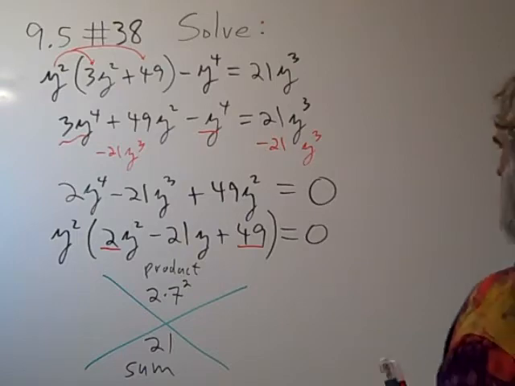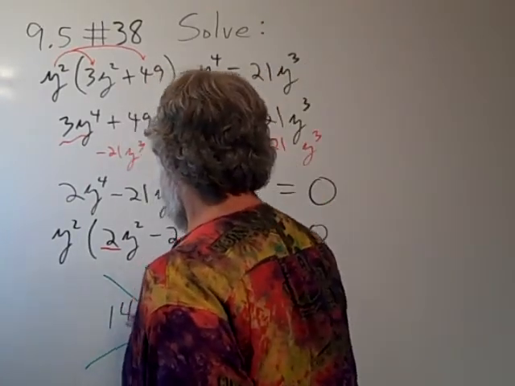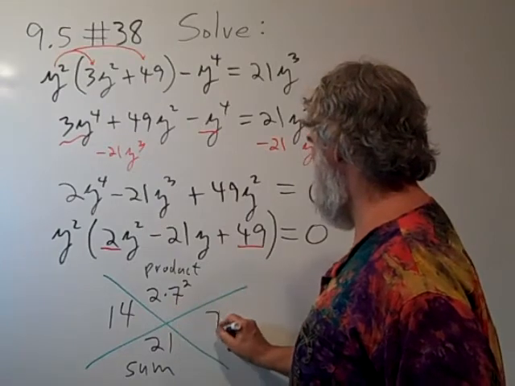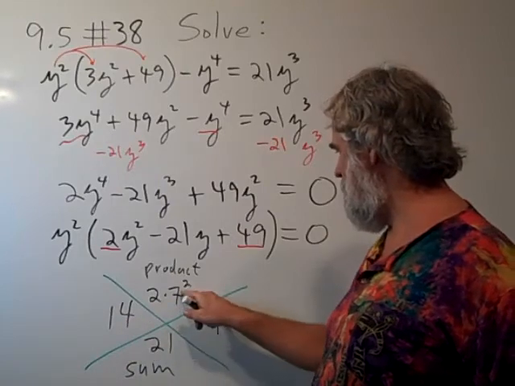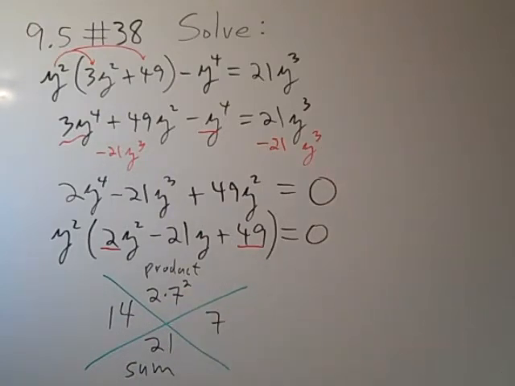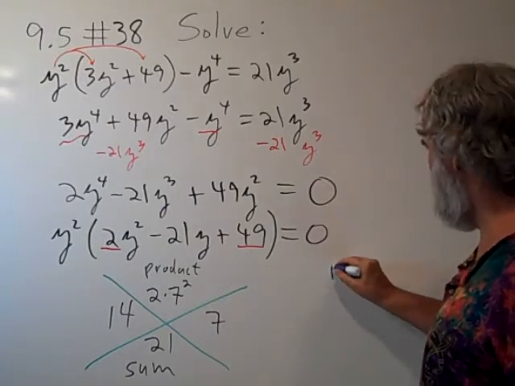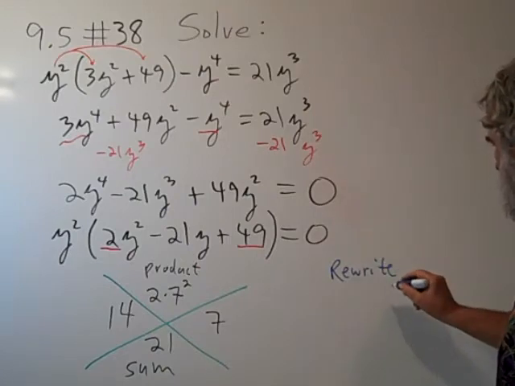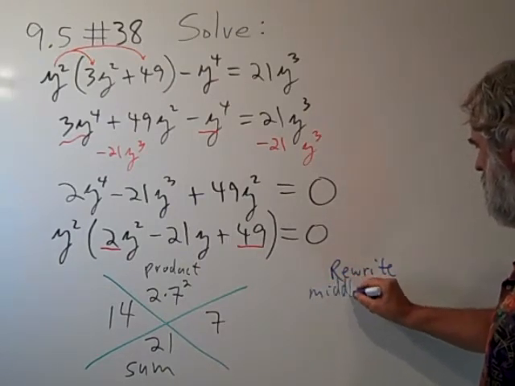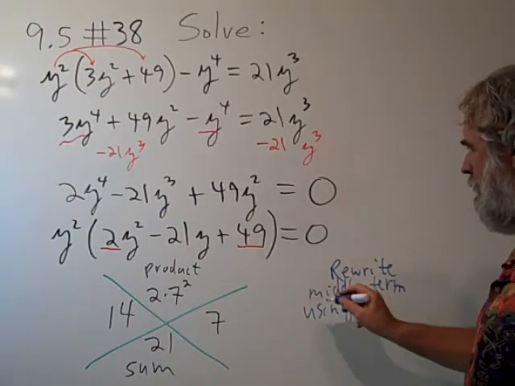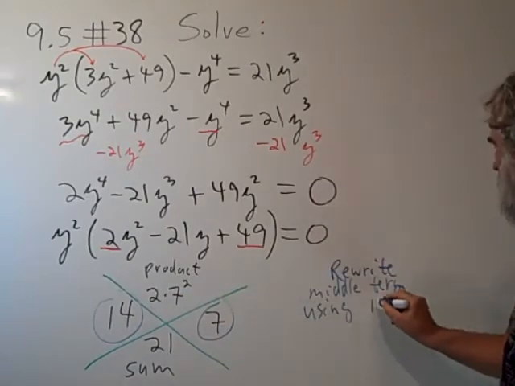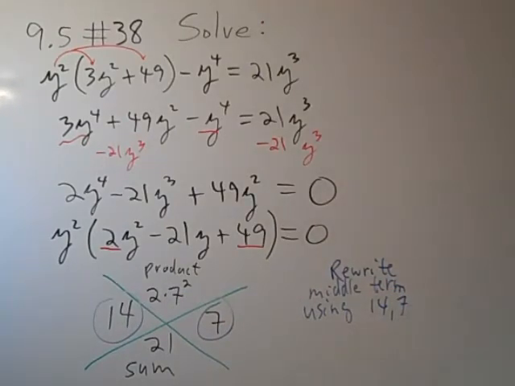And anyway, the numbers are 14, that's 2 times 7, and a 7 here. So 2 times 7 is 14, and there was another 7 factor. Put that one there. So the numbers are 14 and 7. And now we need to rewrite the middle term using these two numbers that we just found, 14 and 7.